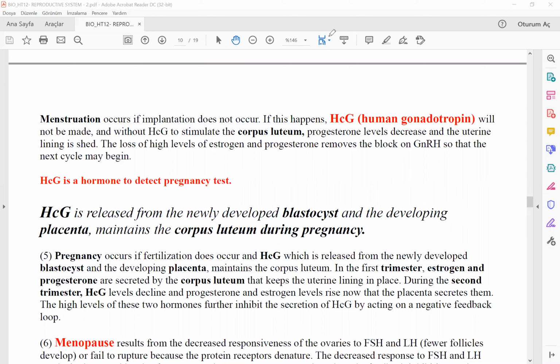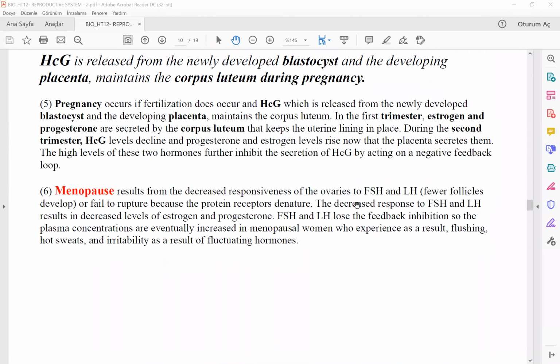And this hormone is released from the newly developed blastocyst and developing placenta and maintains the corpus luteum during the first trimester of pregnancy. And what is pregnancy? It occurs if fertilization does occur, and this hCG, which is released from the newly developed blastocyst and developing placenta, maintains the corpus luteum in the first trimester, the first 3 months. Actually, first trimester means first 3 months.